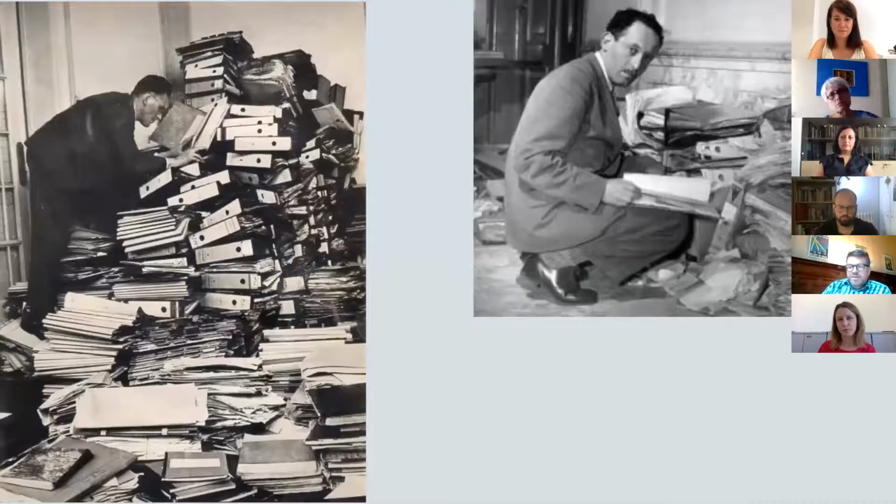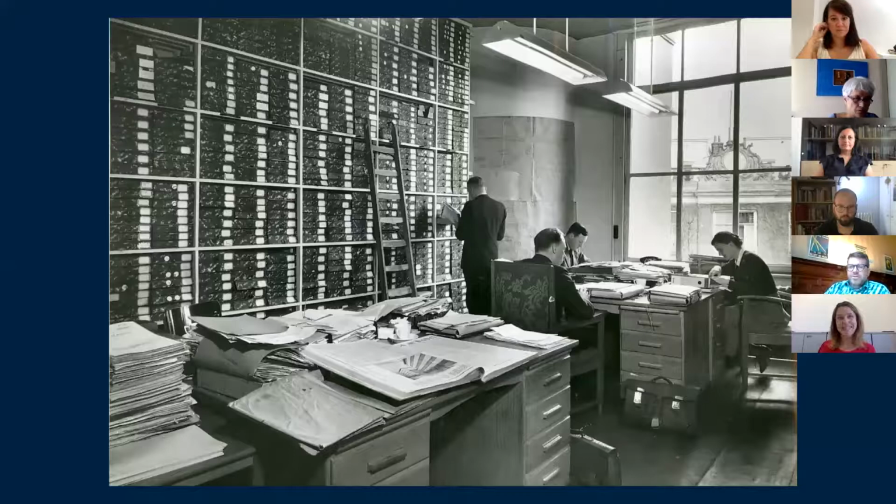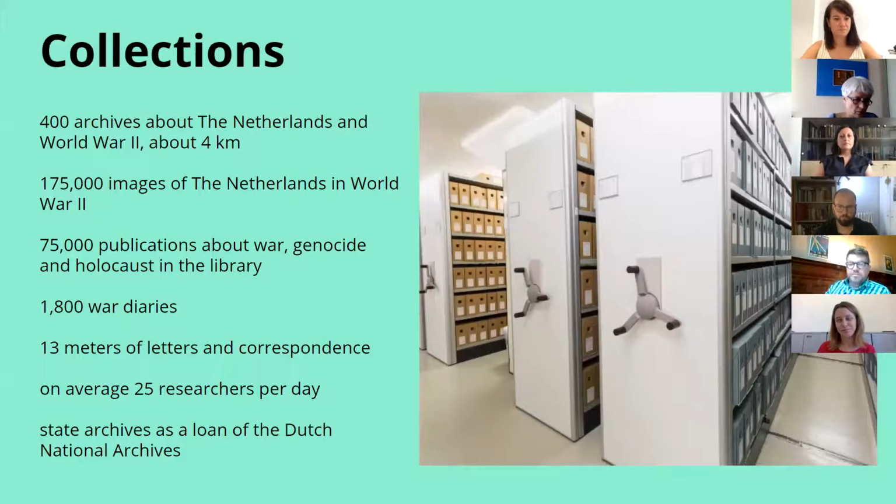So this happened in 1945. A lot of records came to the NIOD, and this is a part of the collection. People sent the documents, the letters, the folders to us, and they were quite nicely cataloged and collected. And I think the first 20, 30 years of the NIOD was still busy cataloging, identifying, indexing those kinds of records. This has led to a collection. And the collection, this is a picture of the building where our deposits are. The collection is about 400 archives about the Netherlands and World War II, including a little bit about Indonesia, of course.